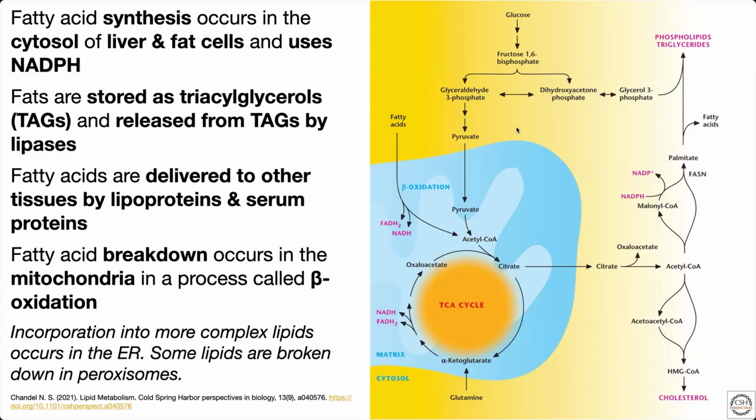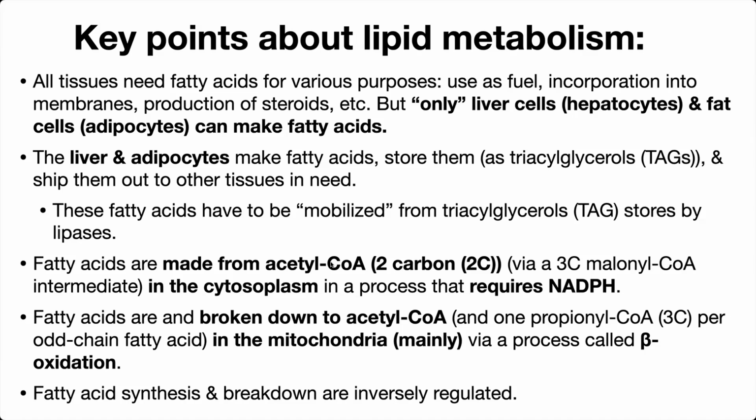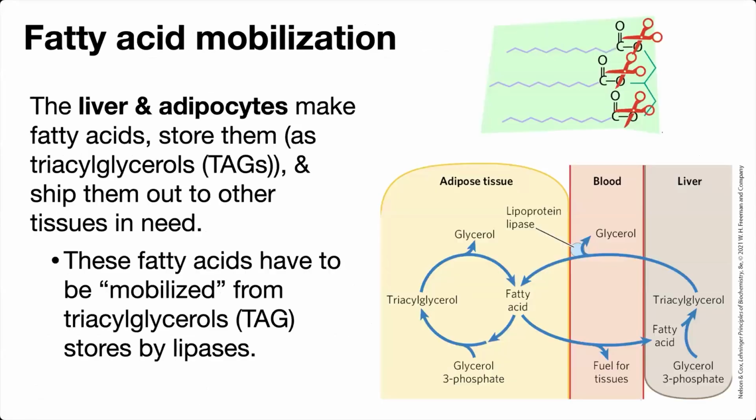But only your fat and your liver cells are going to be making fatty acids. They're going to be making them in their cytosol. Then they're going to be sending fatty acids or triacylglycerols to various tissues. The tissues can then use them for various purposes, making more complex lipids, or they can break them down. That breaking down happens in a process called beta-oxidation that happens in the mitochondria. Fatty acids are made from acetyl-CoA, and they're broken down into acetyl-CoA. This making and breakdown are going to be inversely regulated, so you're not doing both at the same time.